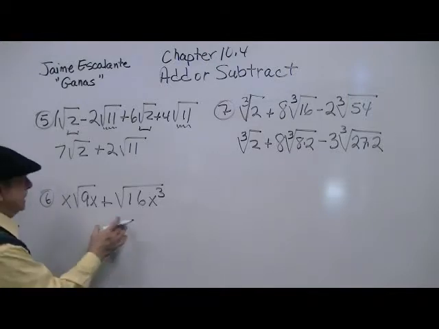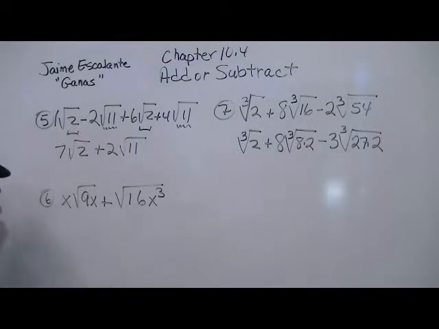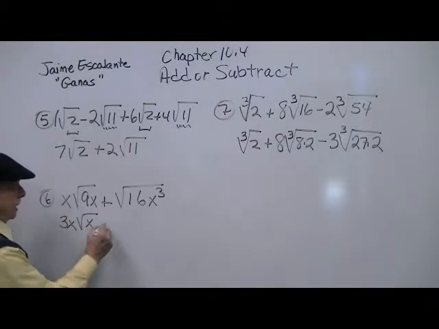Now as we get into 6, these don't look like terms at all. Well, let's see what we have. We could take the square root of 9, which is 3. So this makes this 3x, the square root of x. So taking out the square root of 9 gives me a 3. 3x, the square root of x.